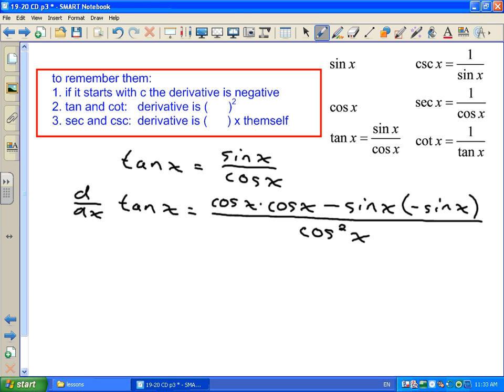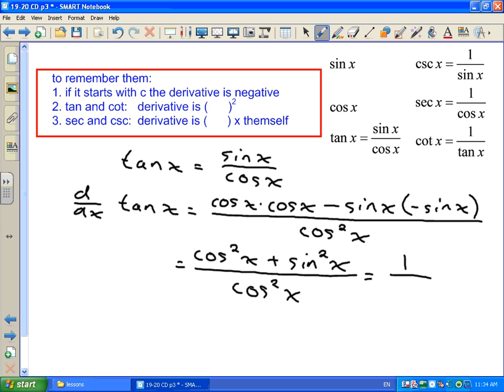Then I can clean this up a little bit here. I get cos x times cos x gives me cos squared x. The two negatives give me a positive, so I've got sine squared x plus cos squared x over cos squared x. This I can simplify because I've got that Pythagorean identity up at the top there, so that gives me 1 over cos squared x.